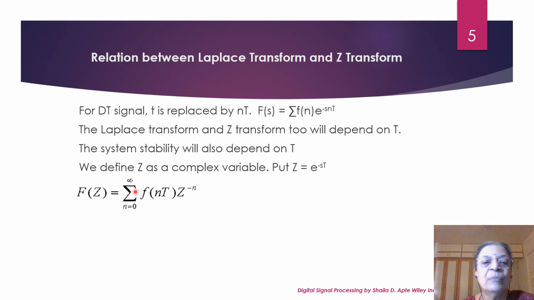Fz will be equal to summation n varying from 0 to infinity, if it is a right-handed sequence, F(nT) z raised to minus n, because e raised to minus sT is what is z. So we write it as z raised to minus n.